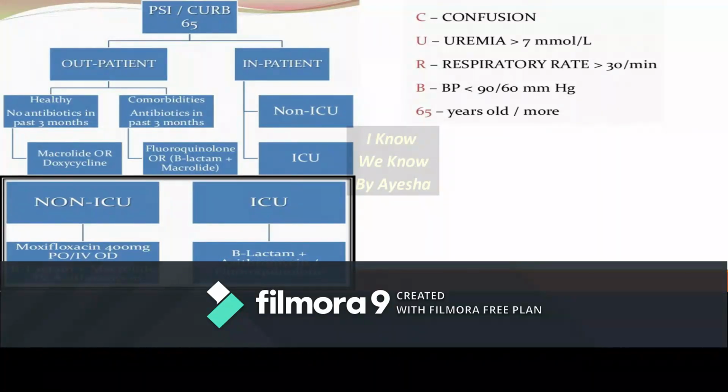Whereas if the patient is admitted into the hospital, the patient can be admitted in the ICU or non-ICU. If non-ICU, then moxifloxacin 400 mg will be given with a beta-lactam. Whereas if the patient is directly admitted in the ICU, then beta-lactam plus azithromycin and fluconazole will be given depending upon the severity of the infection.